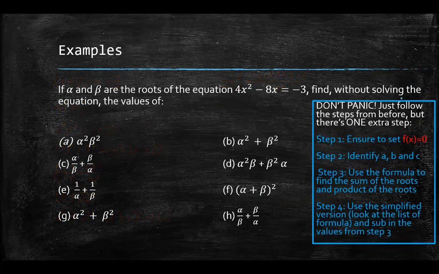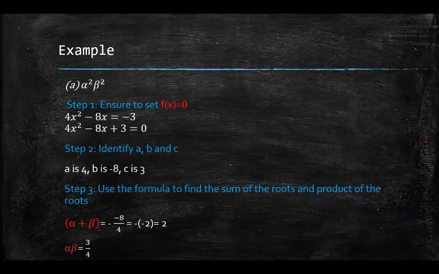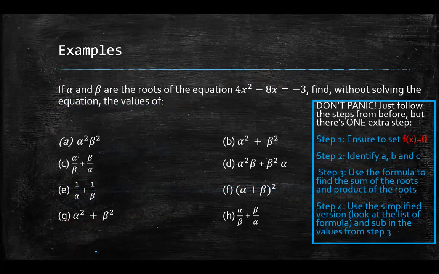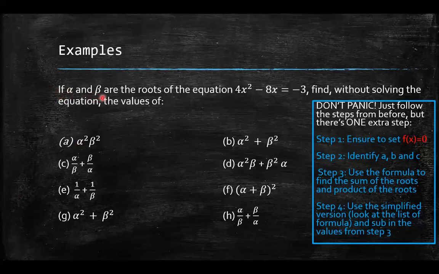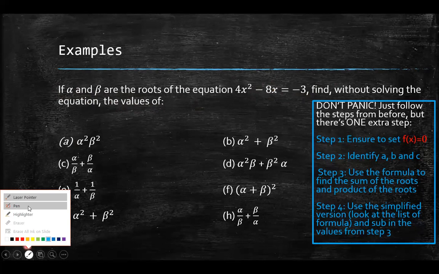So, example, don't panic. Just follow these steps. You're basically following these steps from before, and there's one extra step. Oh, hold on, look at this. This is a question they might ask you. If alpha and beta are the roots, we know that already. We're assuming alpha and beta are the roots of the equation 4x squared minus 8x is equal to minus 3. Find, without solving the equation, the values of the expressions.